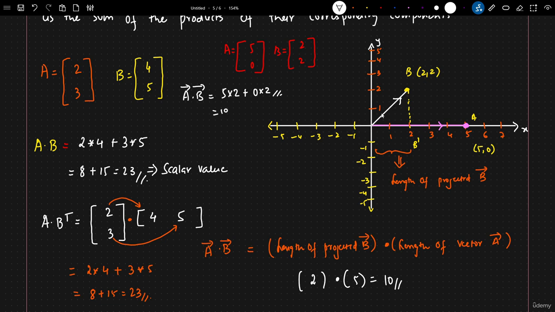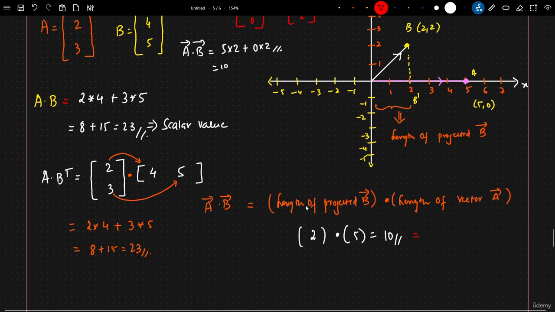Okay. Let's take one more scenario. This time I will take -5, 0. Let's say my A over here is -5, 0, and my B over here is 2, 2. Now understand one thing, the dot product of this is a positive value. Why is it a positive value?